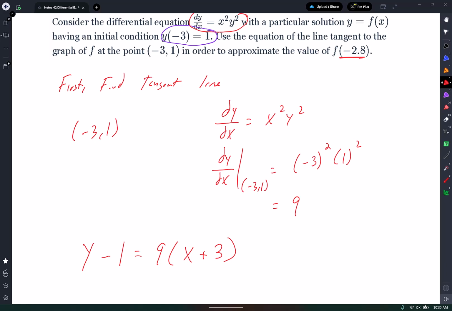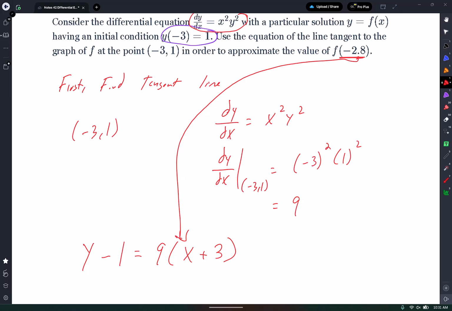You're going to use this x coordinate. I'll slow down because I can see some of you guys still writing. I want to approximate negative 2.8. Like, what's my y value? So I use this tangent line to approximate. I'm going to put that negative 2.8 right smack in there.